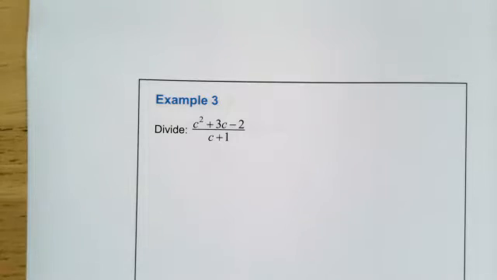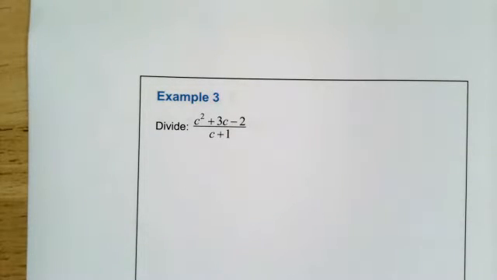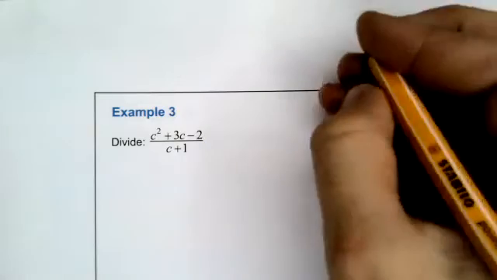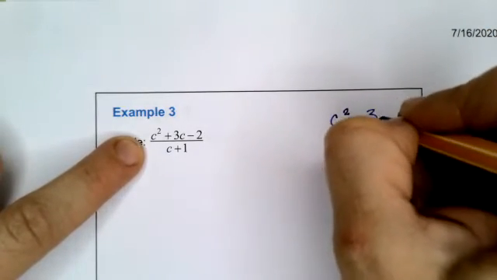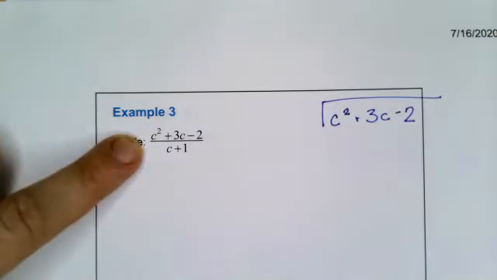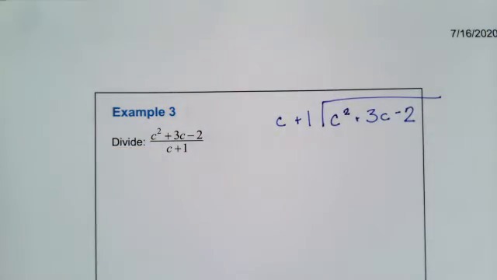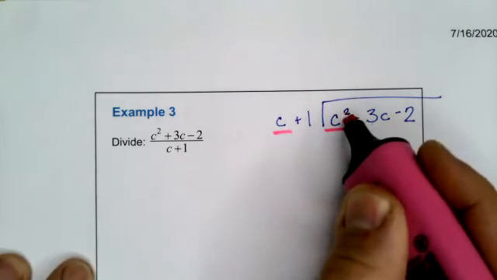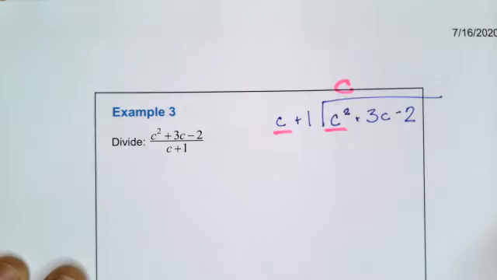So look at the first term of what you're dividing by and the first term of what you're dividing into. Okay, so this is c squared plus 3c minus 2. You're dividing all of that by c plus 1. Okay, look at your first term. Here, our first term is c squared and c. What do I need to do to c to get a c squared? I just need to multiply it by c.